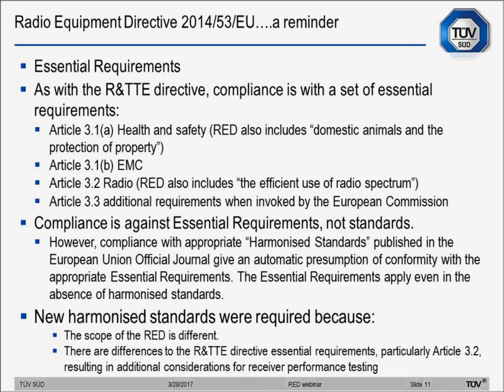As with the R&TTE directive, compliance is with a set of essential requirements. These are Article 3.1a for health and safety, but the RED also includes domestic animals and the protection of property. Then there's Article 3.1b for electromagnetic compatibility, EMC, Article 3.2 for radio and RF, but the RED also includes the efficient use of the radio spectrum, which, as you will see later, is an important change.